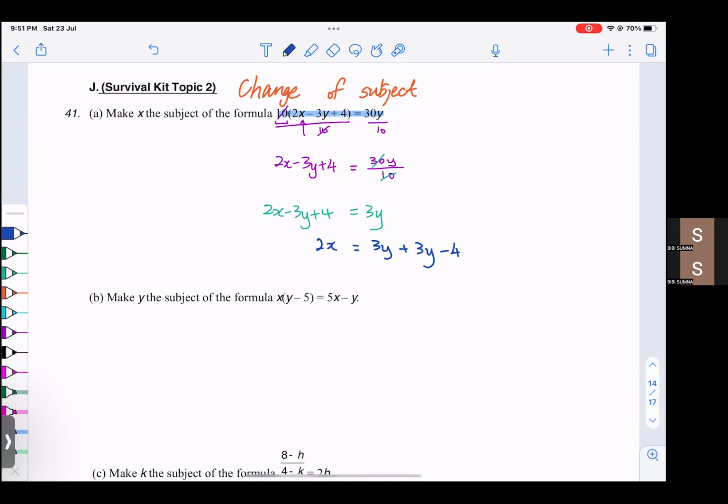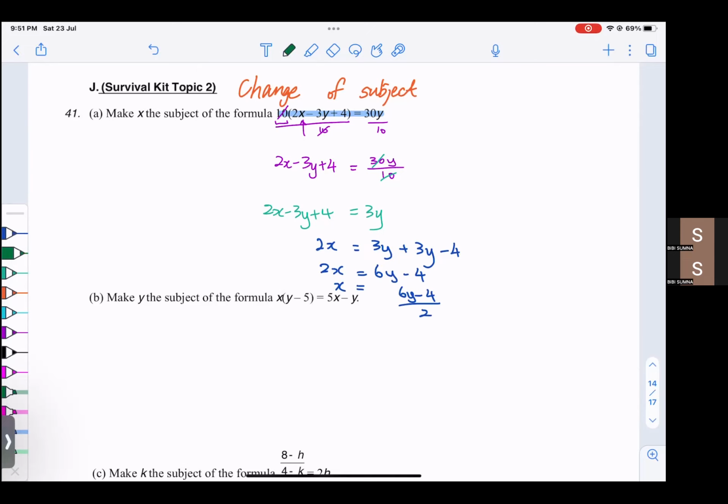You have 2x. Before we go to the next step, you have to see if there's anything that you can represent in a better or more beautiful way so that it doesn't look like too many things. For example, this one, 3y plus 3y. How can we change it? Yep, 6y minus 4. 2x. And then how do we deal with this 2? It's multiplied here, so if it goes to the other side, it divides.